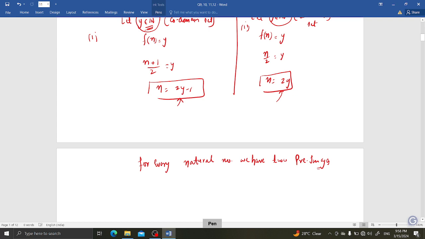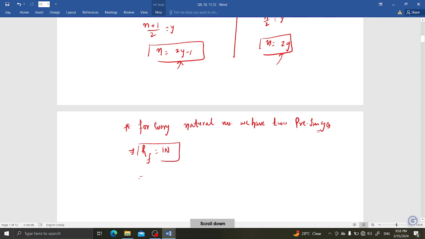Clear? How many pre-images do we have? Two pre-images. It means that f is... so that is additional. So for every element we have a pre-image, which means that the range of f is equal to the complete set N. And if the range is equal to the codomain set, it means that f is an onto function.